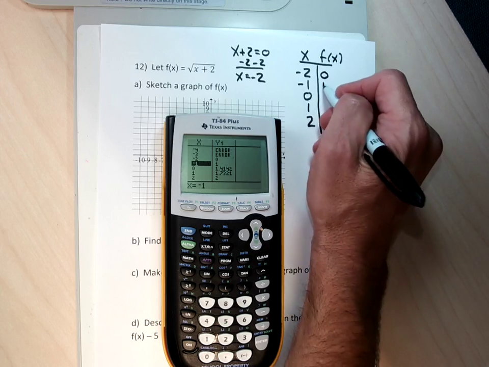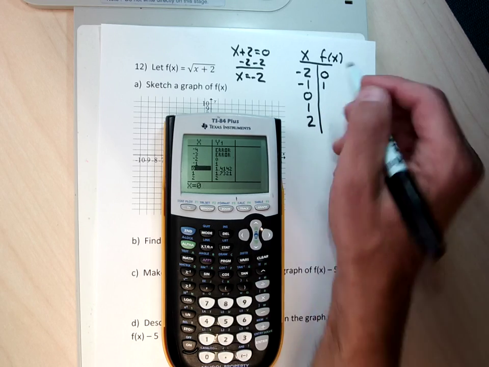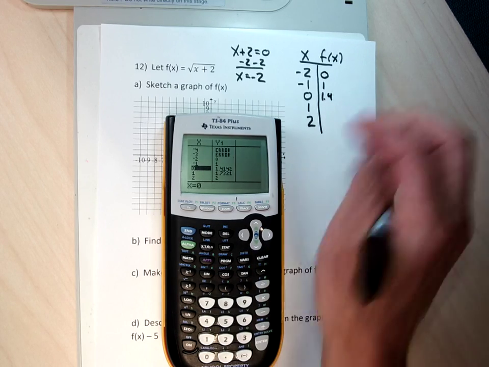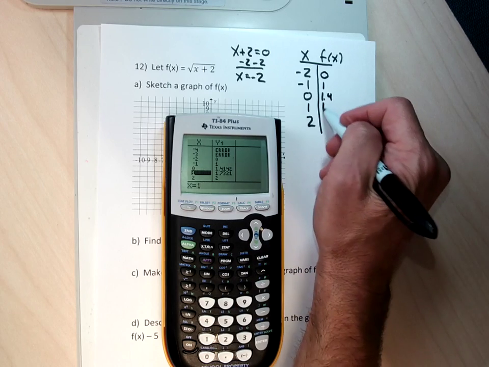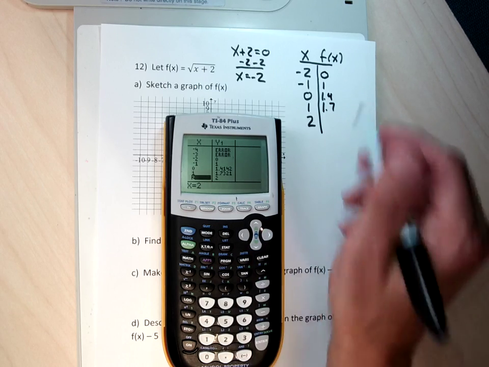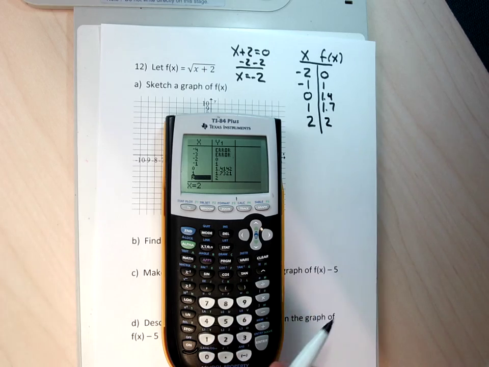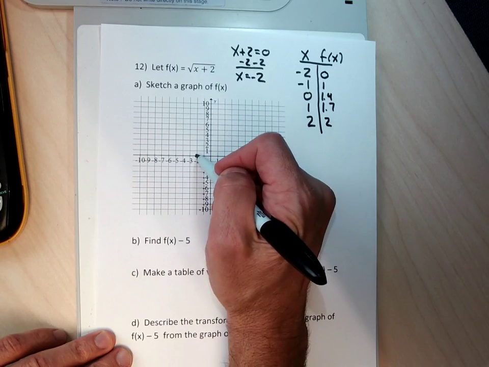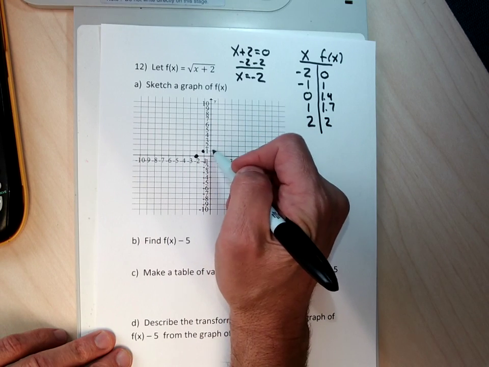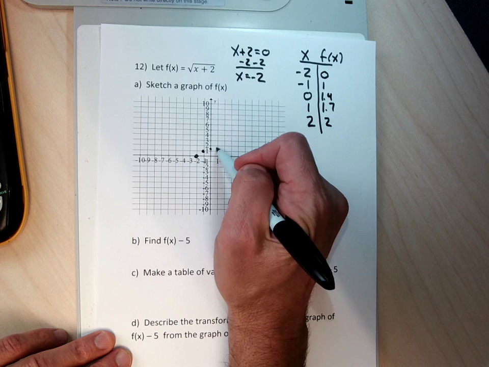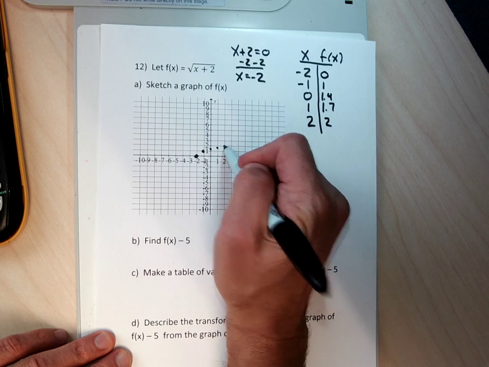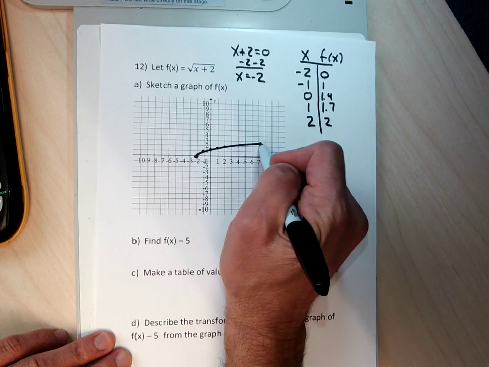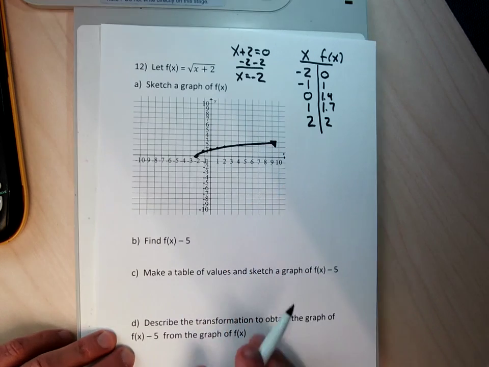Next to negative 1 I see 1. Next to 0 I see 1.4. Next to 1 I see 1.7. And next to 2 I see 2. I'm only rounding these to 1 decimal because I can't graph 2 decimals worth of accuracy. So negative 2, 0; negative 1, 1; 0, 1.4; 1, 1.7; 2, 2. My graph's going to look something like that.